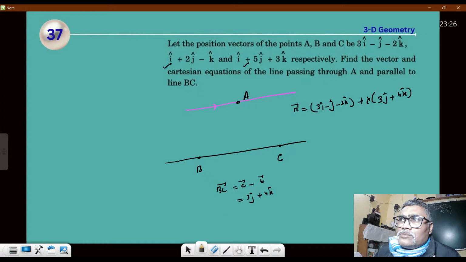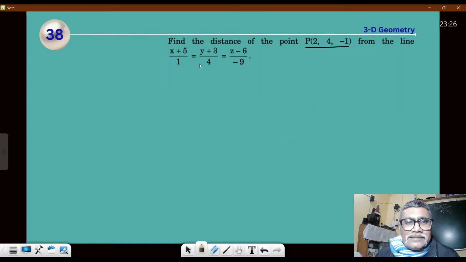Find the distance of this point from this line. That means they are asking you to find the perpendicular distance. So here I would like to just tell you one new method. Two methods I am going to discuss. One I have already done, finding the foot and then finding the distance. But there is one more interesting method, right? First, let me explain what we usually do.